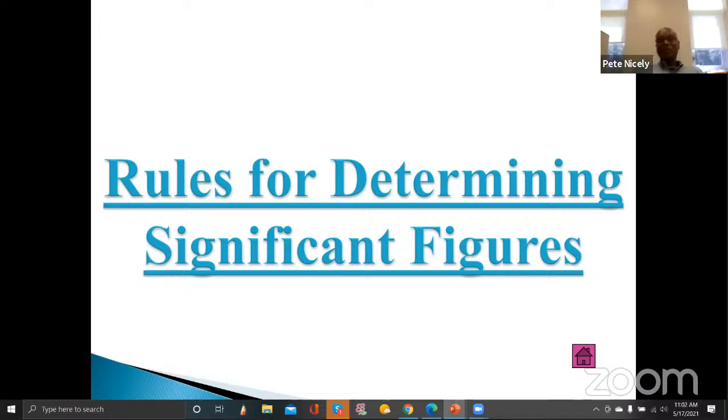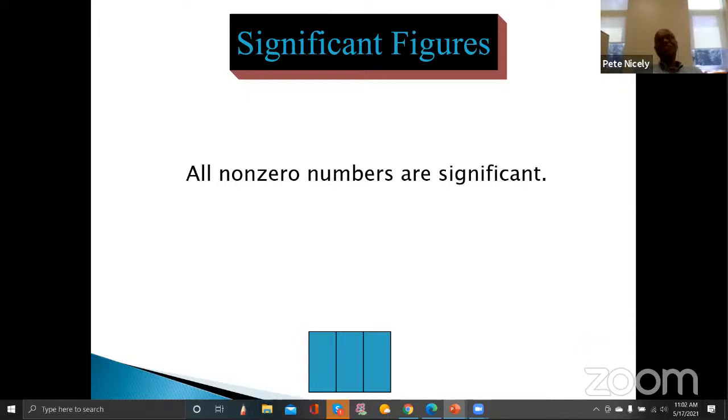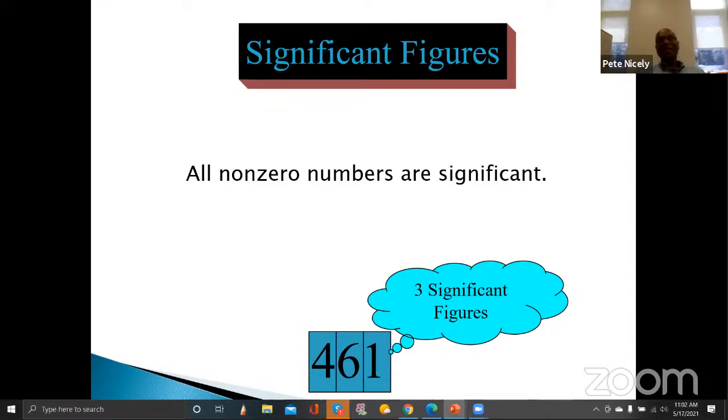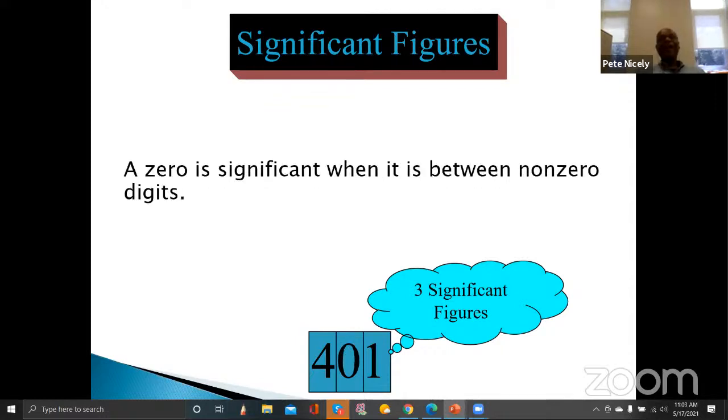Okay, so the first rule is that all non-zero digits are significant. All digits from 1 through 9, if you see them appear in any measured value, those numbers are significant. So here's one example. We have 3 significant figures being indicated here. That's the first example. Okay, so that's simple, no problem. If it's non-zero, it's significant, all right?